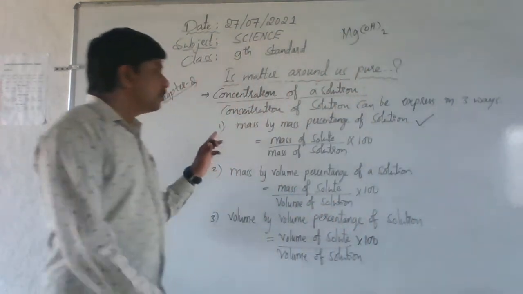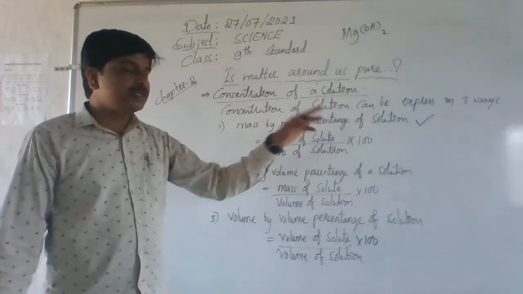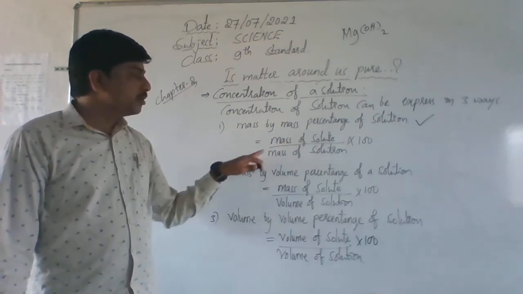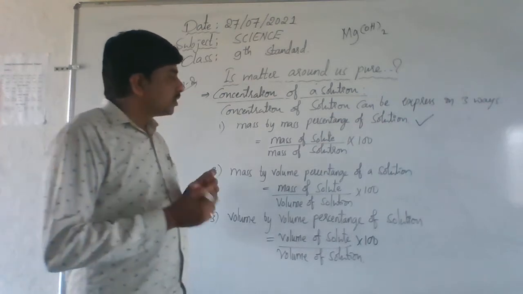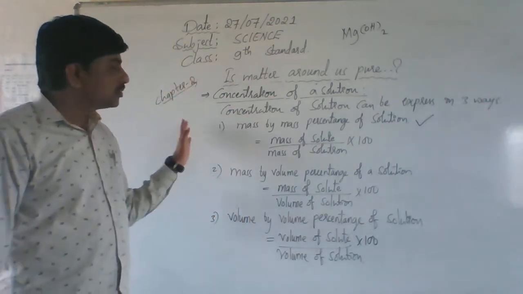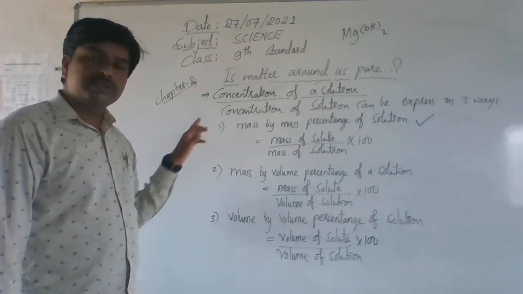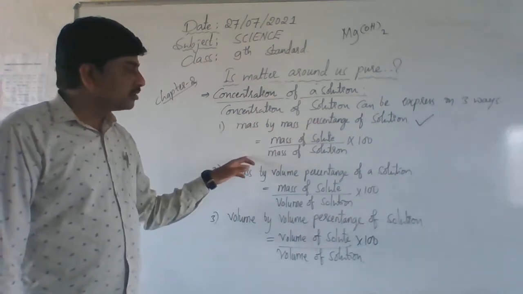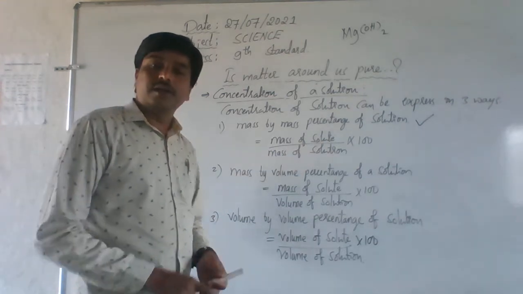That is the mass by mass percentage of solution. The formula is mass of solute divided by mass of solution, into 100. Let's see how we can check the percentage concentration of solution using this first method. See students, for your ninth standard, only this method is recommended.